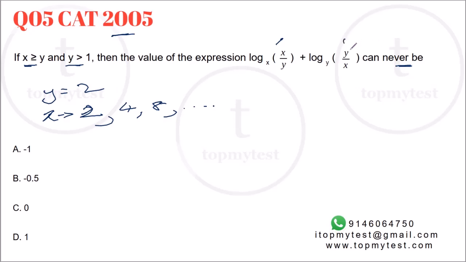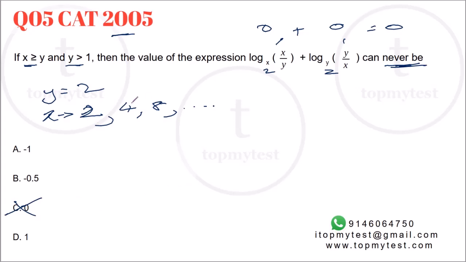Y by x will also be equal to 1. This is to the base 2, this is to the base 2. Any positive number which is not equal to 1, if you take log of 1 to that base, that value is 0. This is 0, this is 0, so 0 plus 0 will end up in 0. So 0 can be achieved. Your question asks which of them cannot be achieved. So 0 can be achieved.